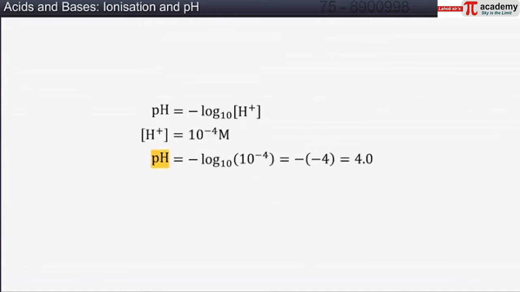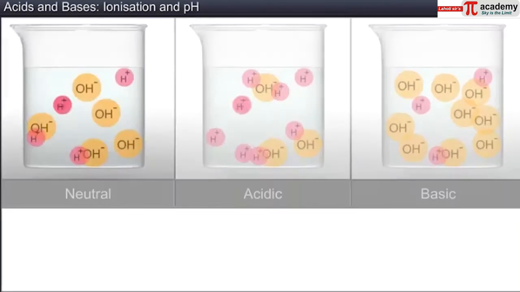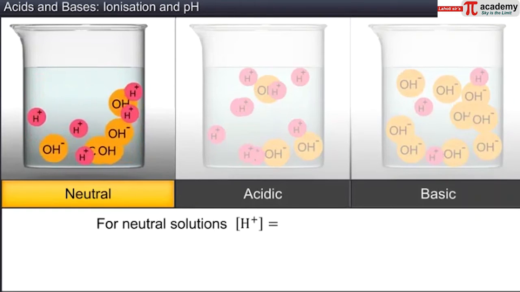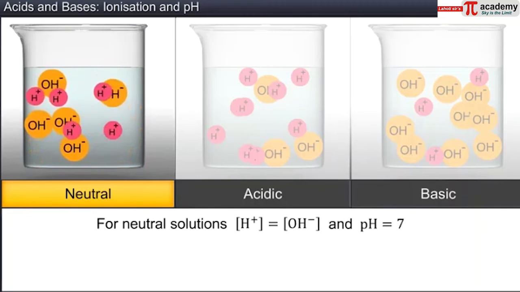Thus, the pH of a solution containing hydrogen ion concentration of 10^-4 molar will be equal to 4. You have seen that at 298 Kelvin, the concentration of hydrogen ions in pure water is equal to 10^-7 moles per liter. Thus, the pH of pure water is 7. Thus, for neutral solutions, the H+ ion concentration is equal to the OH- ion concentration, and the pH is equal to 7.